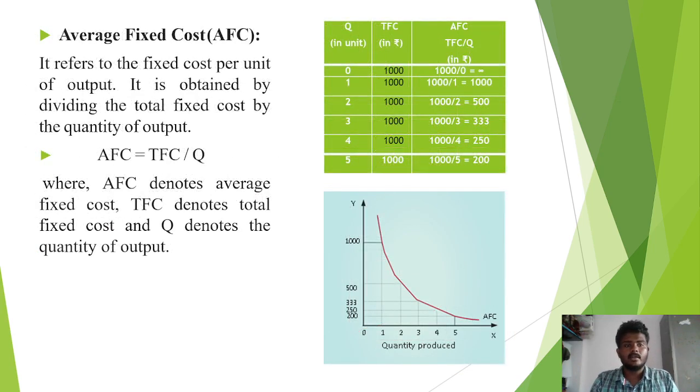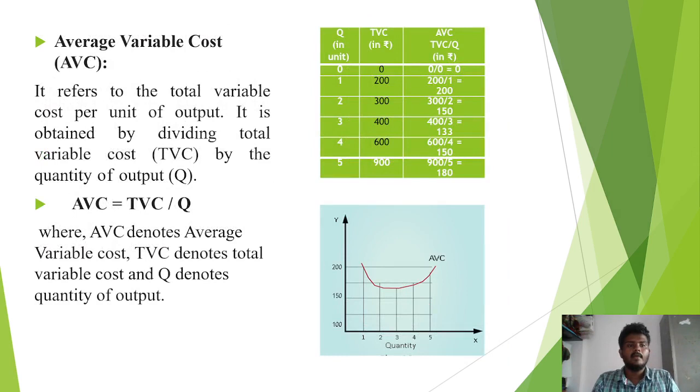And average fixed cost. It refers to the fixed cost per unit of output. It is obtained by dividing the total fixed cost by Q. Q is nothing but the quantity. The fixed cost in rupees cannot be changed. By dividing by Q, we can get the average fixed cost. Here we can see in the graph that when the quantity increases, the average fixed cost decreases.